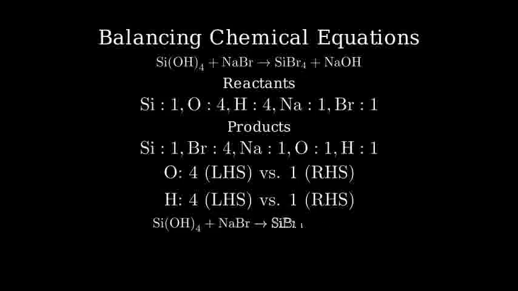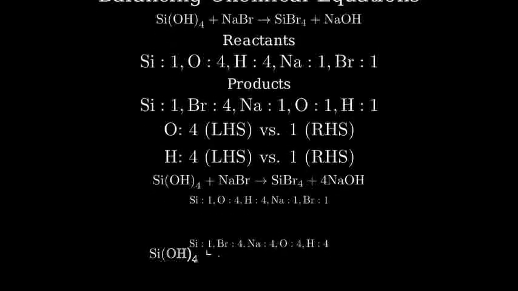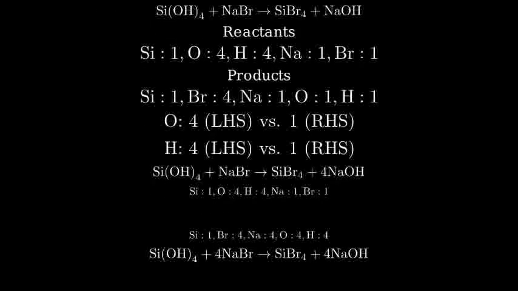To balance oxygen and hydrogen, we'll need 4 NaOH on the right side. Let's recount the atoms. Now, oxygen and hydrogen are balanced, but now Na is not balanced. We need to address this next. To balance Na and Br, we'll need 4 NaBr on the left side.